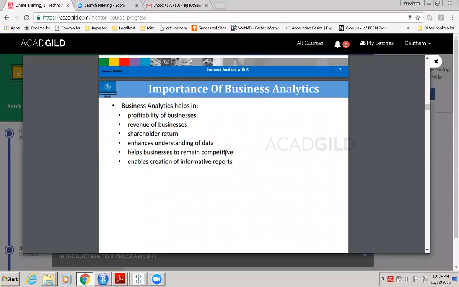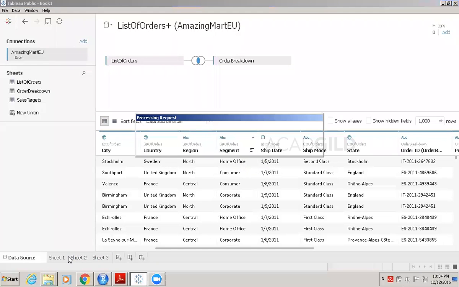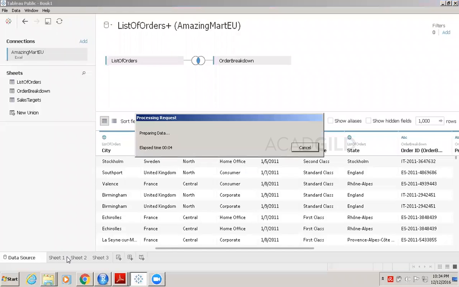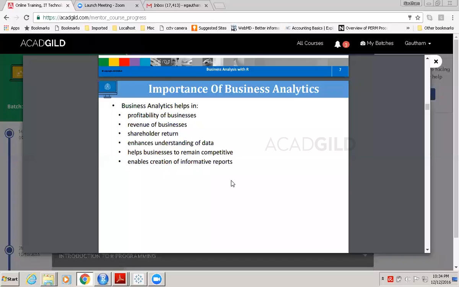Helps business to remain competitive. Yes, by looking at the data, it becomes very easy for the companies to make decisions. They can see where they are not performing well and where they need to perform better. So understandability and competitiveness increases. So informative reports is anyway what you guys are doing as part of your day-to-day job activities.